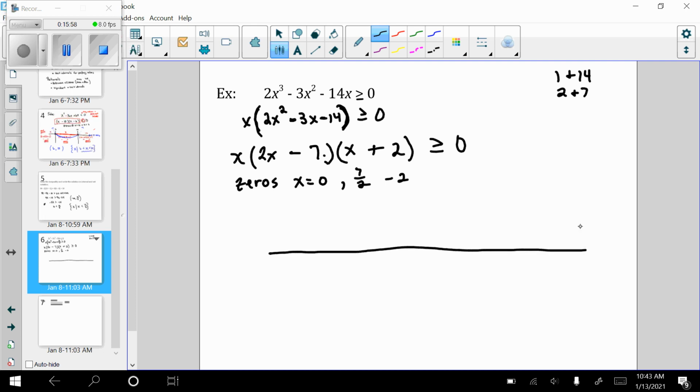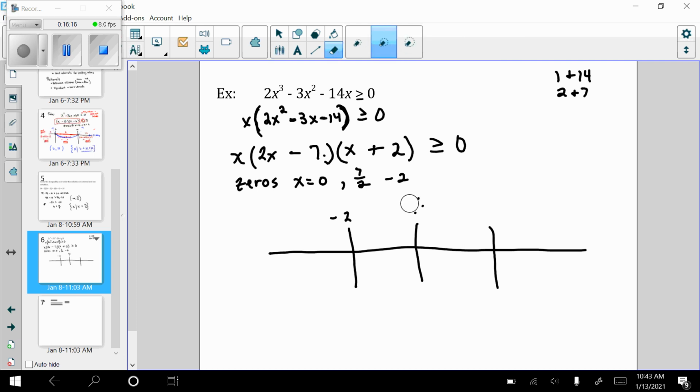So I'm going to set up my sign chart. I have 3 zeros to worry about on this one. Make sure you put them in order from smallest to largest. 7 halves would be, I'm going to put it here. Nope, it needs to be the 0, sorry. And then 7 halves here. Okay, so for this polynomial, since it's greater than or equal to, all of these endpoints are going to be included in my solution.